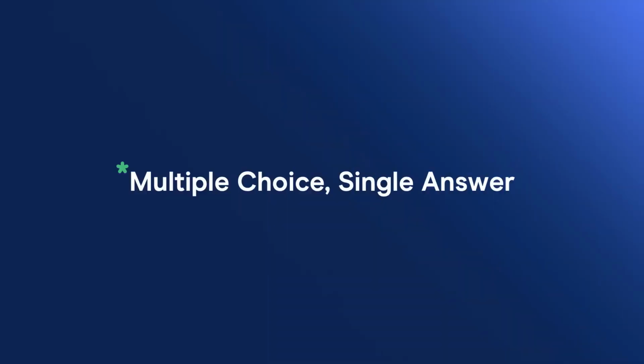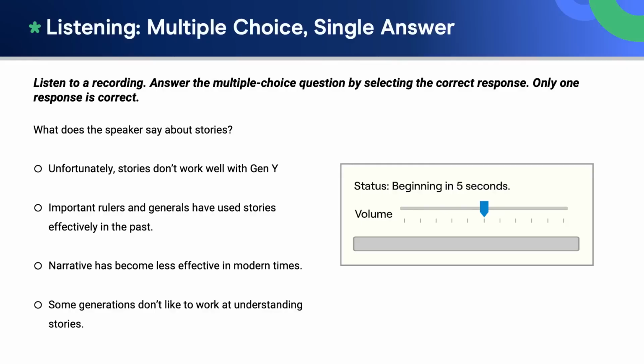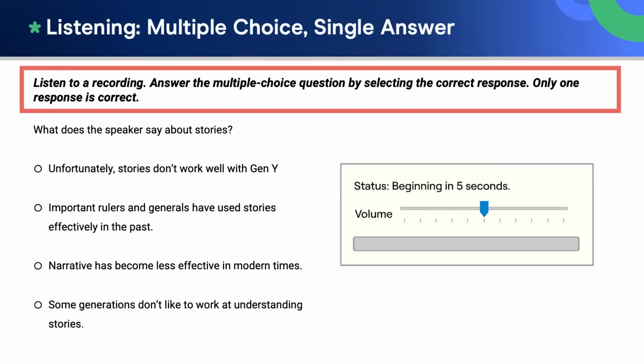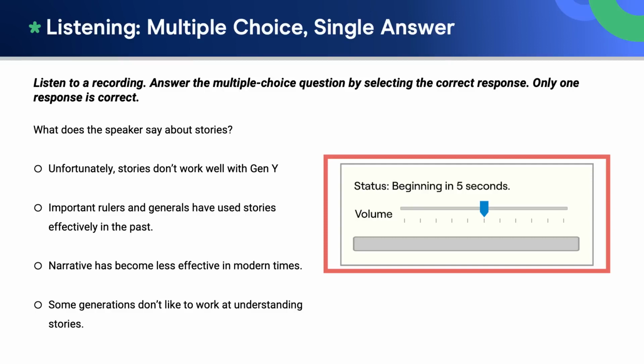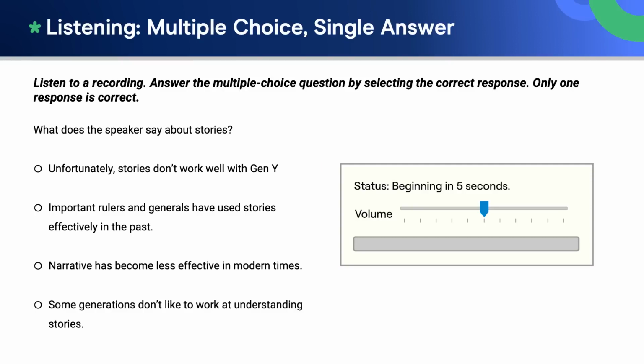The next question type is multiple choice, choose single answer. For this task, you'll listen to an audio recording or watch a video and then answer a question by selecting one correct response from the list of options. On the screen, you'll see the instructions at the top with the question prompt and options under that. There's also a box with the audio recording and the status bar. You'll have a few seconds to read the instructions and the question prompt before the recording starts.